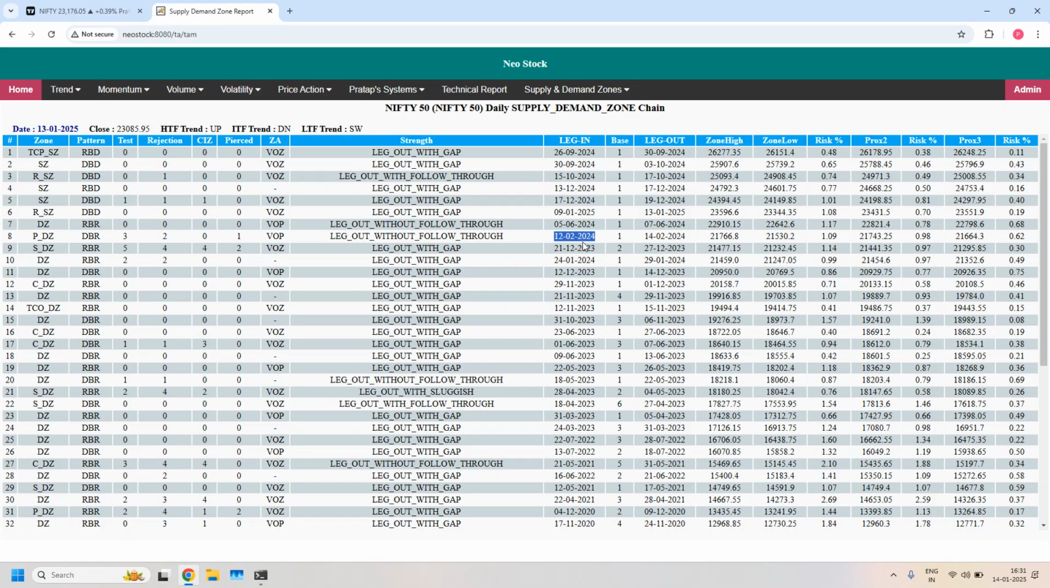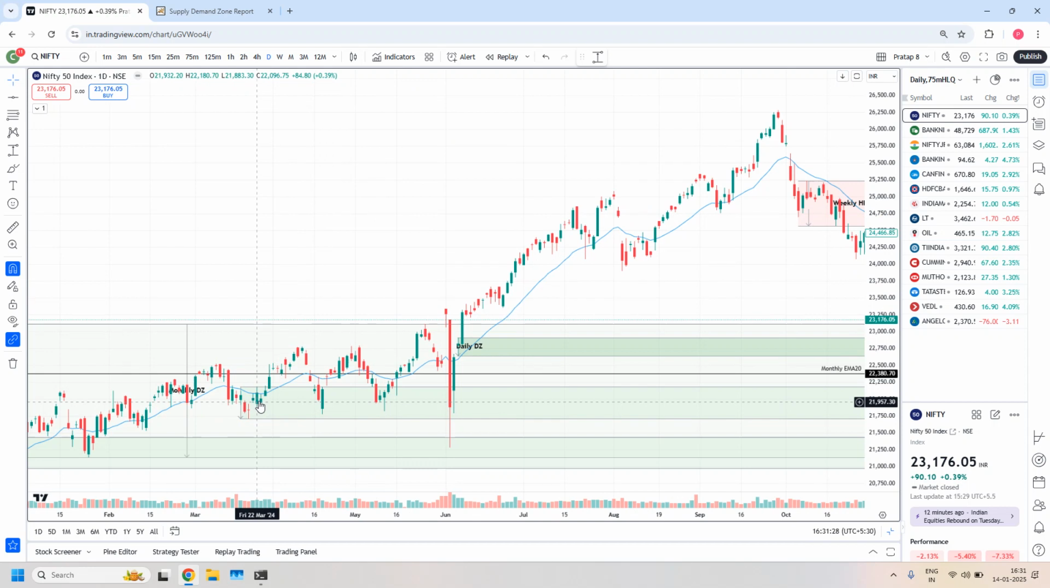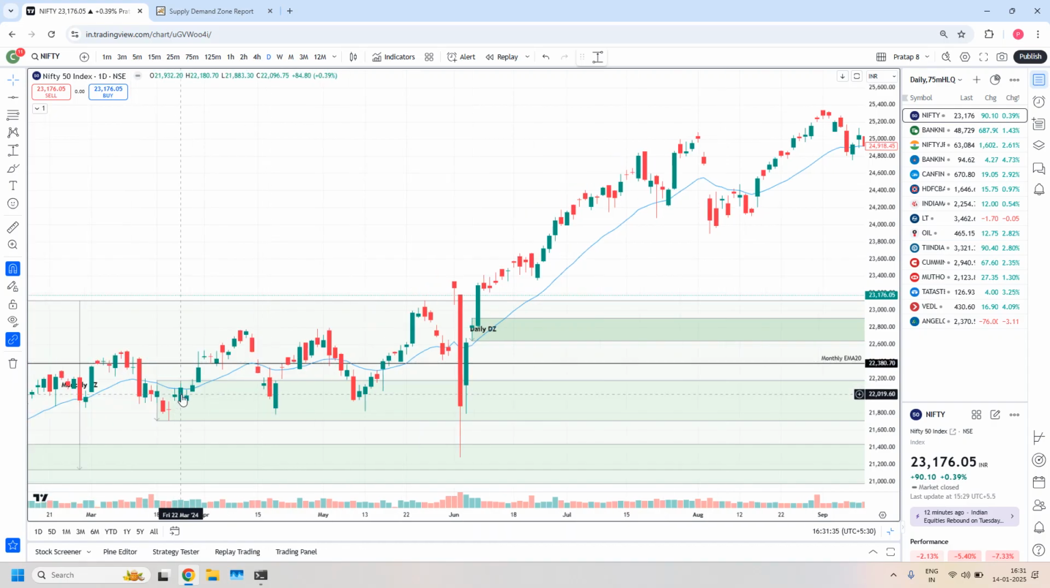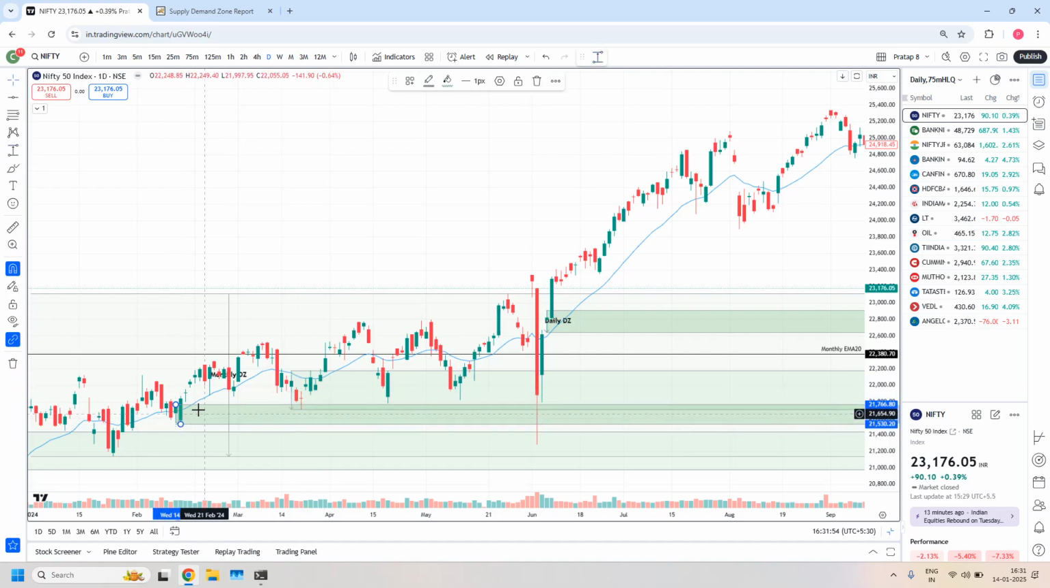Sorry, when it is 12/2, February 12. This is the one, not here. Yeah, here. We have a drop base rally. And this one was the low.